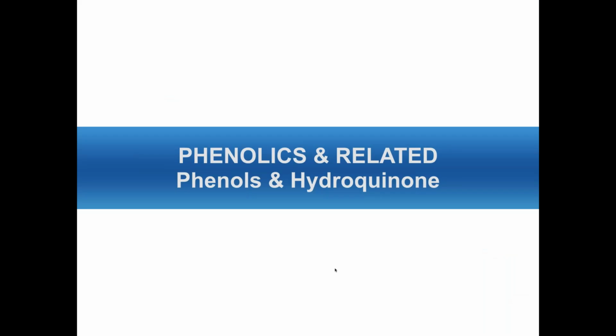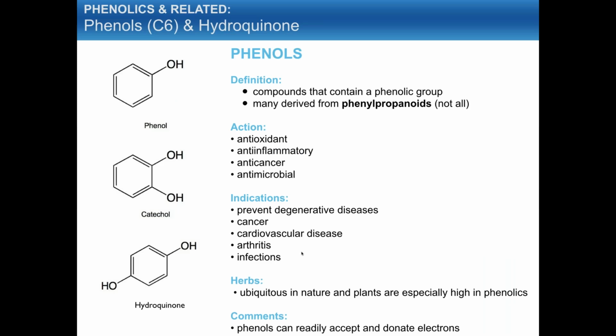Now, to start off with, phenolic compounds are defined as having a phenol ring. And so what a phenol ring is, it's a six-membered aromatic ring with an OH group attached. So benzene is what it is without the OH, and phenol is the basic six-membered ring with the OH there.